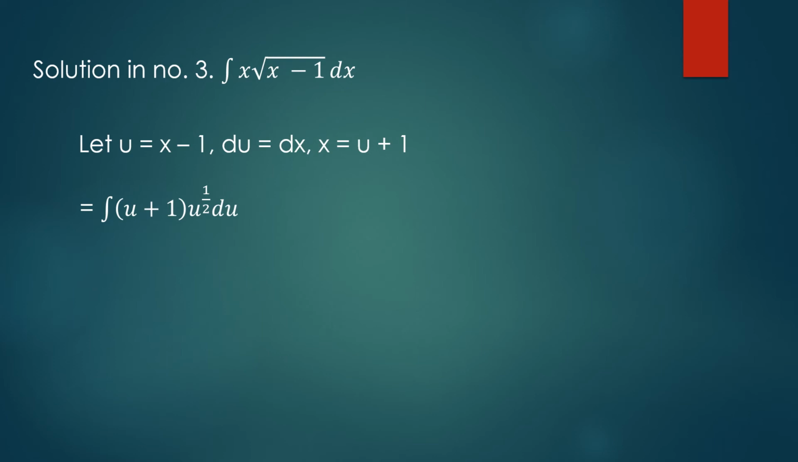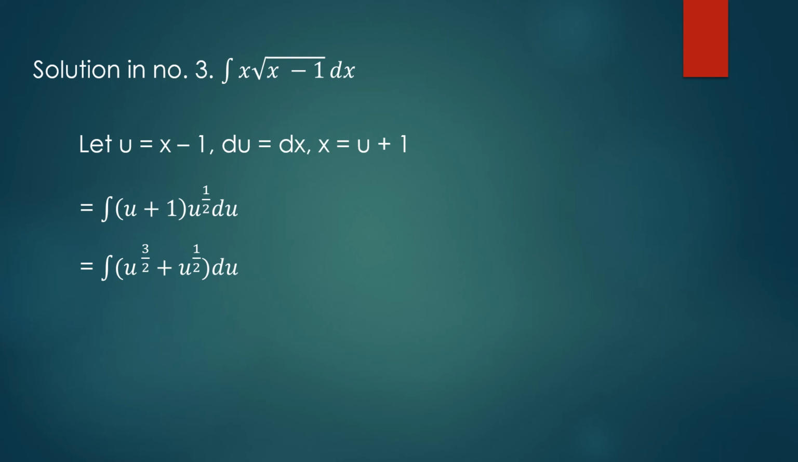We get now u to the power of 3 over 2, because as we multiply the quantities that have the same base, we will have to add their exponents. In the first one, we have u to the power of 1, and the second is 1 half. So 1 plus 1 half becomes 3 over 2. Plus 1 times u to the power 1 half is equivalent to u to the power 1 half du.